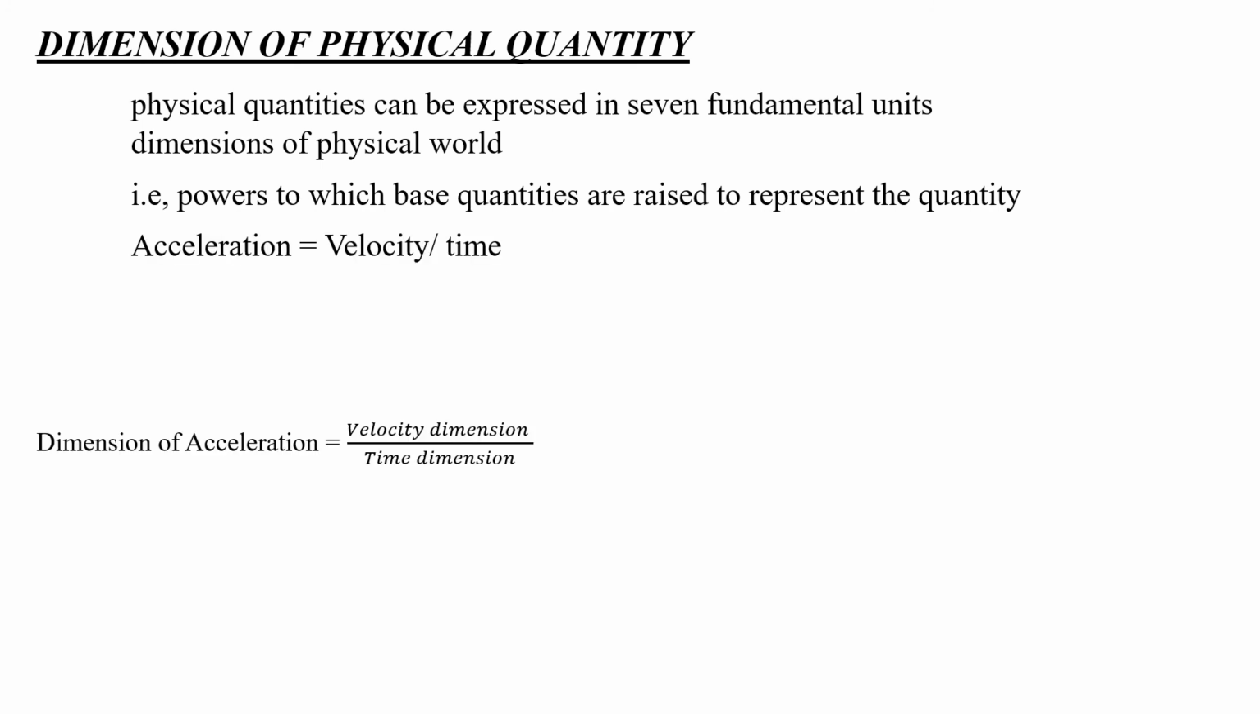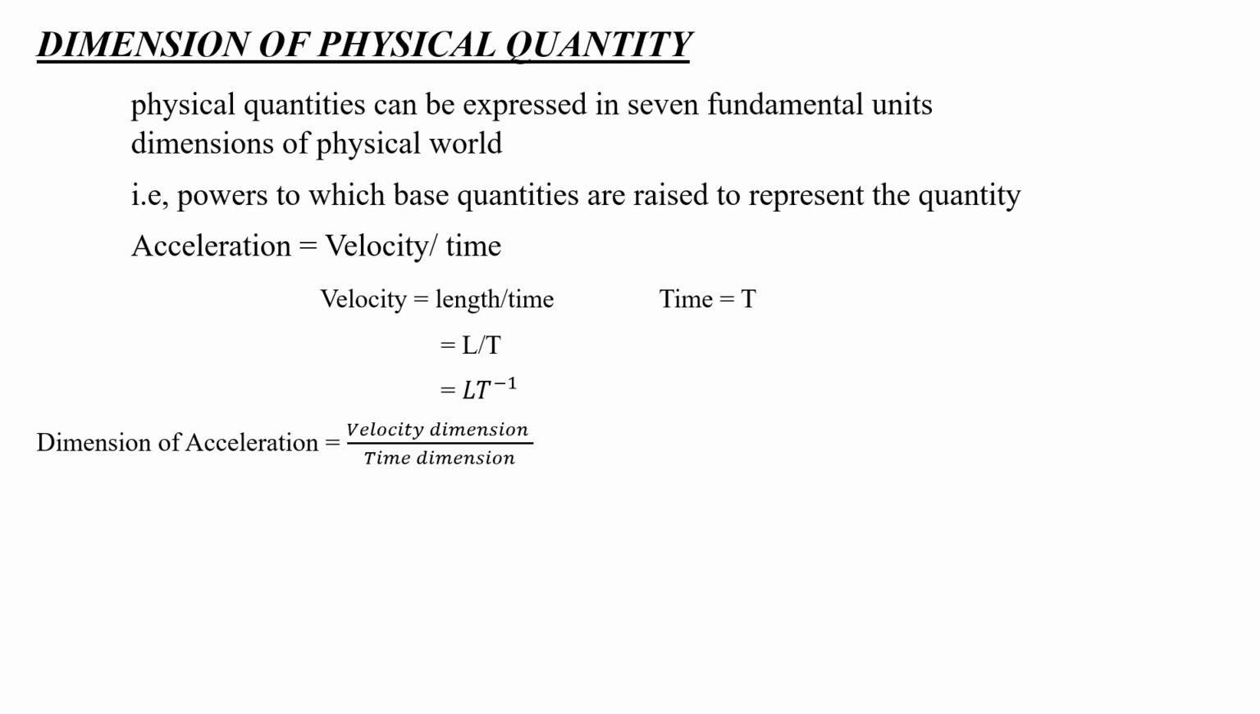For example, acceleration. Acceleration is a derived quantity. It is the ratio of velocity by time. So the dimension of velocity divided by the dimension of time will give the dimensions of acceleration. Now, what is the dimension of velocity? In general, velocity means length by time. Length is represented as L and time is represented as T. So length by time, that is L by T, or L T raised to minus 1.